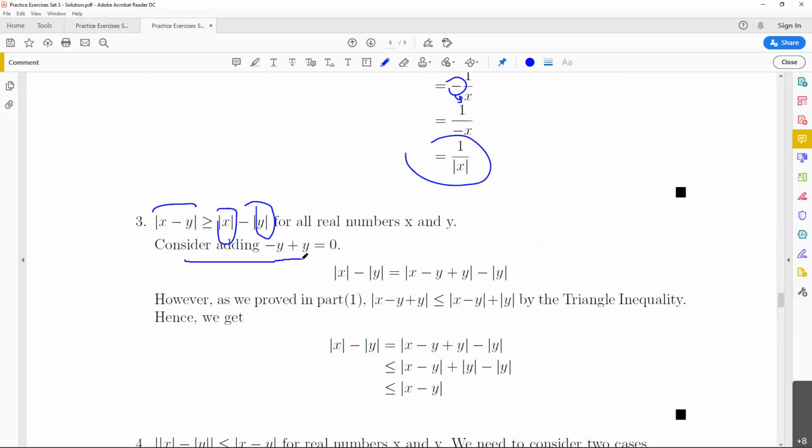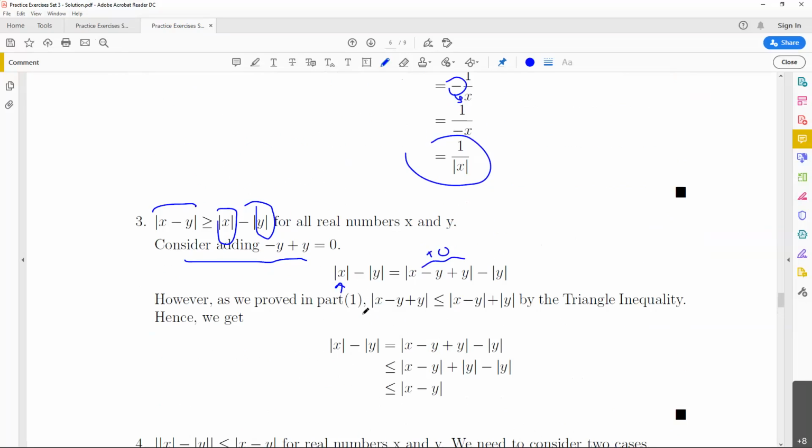Consider adding minus y and y. If you did it in another way, it's okay. Let's see a creative way of doing it. So you add the minus y and y to x. So it's kind of like adding zero. You did nothing.